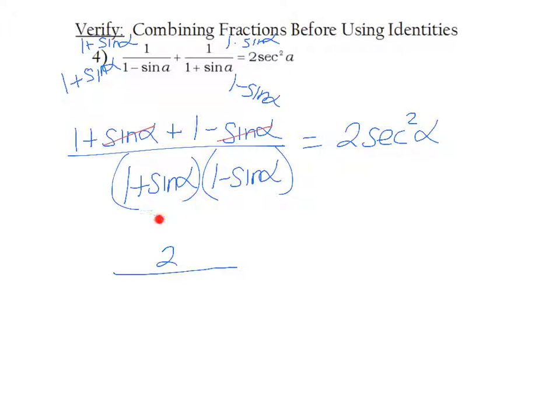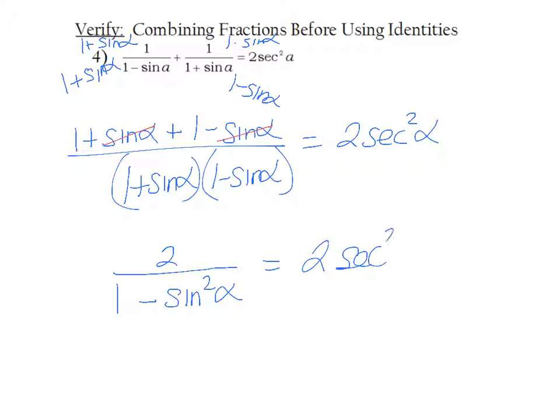If you multiply the first, we're doing FOIL here, you'd have a 1. If you did outer, you'd have a negative sine alpha, and inner is positive sine alpha. Those two would cancel out. That will always happen when you multiply conjugates. The outer and inner drop out. Last, I have a sine alpha times a negative sine alpha. That will be a negative sine squared alpha.